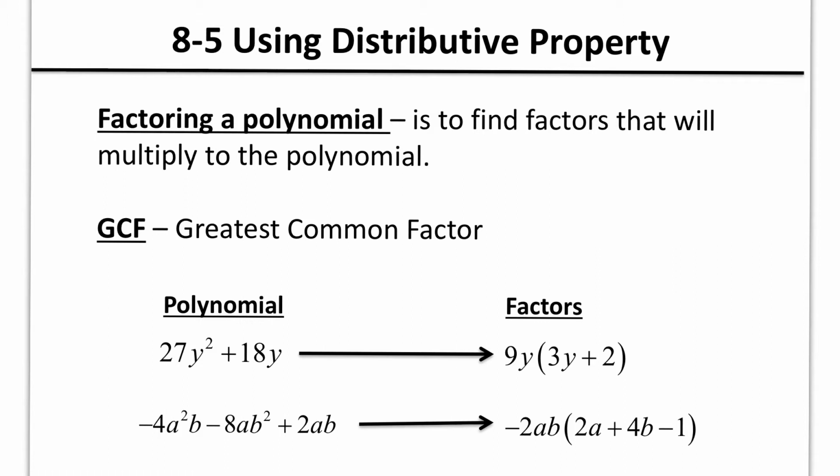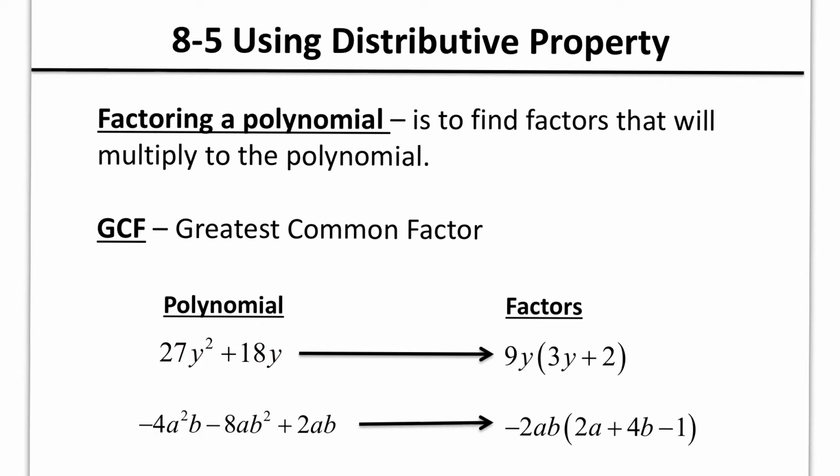So let's try it. I'm just going to show you that you do get the same polynomial. If you multiply 9 times 3, that's 27. y times y, that's a y squared. 9 times 2 is 18, and we only have one y. There's no y over here, so we just have one y. So it's 18y. So if you distribute, you do get this polynomial.